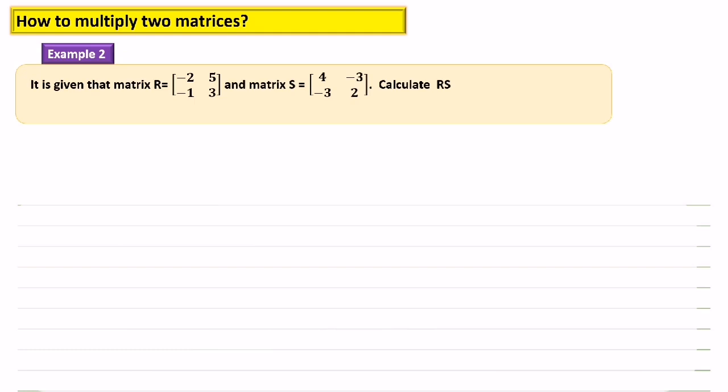How to multiply two matrices? Let us look at example 2. It is given that matrix R is negative 2, 5, negative 1, 3, and matrix S equals 4, negative 3, negative 3, 2. Calculate RS. Copy down these two matrices, negative 2, 5, negative 1, 3, multiplied with S, 4, negative 3, negative 3, 2.